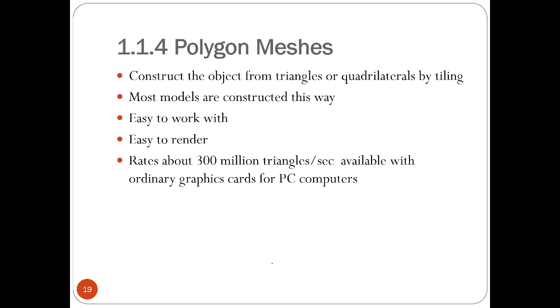So next, polygon meshes. Construct the object from triangles or quadrilaterals by tiling. Most models are constructed this way, using meshes. It is easy to work with, easy to render, and renders about 300 million triangles per second, available with ordinary graphics cards for PCs.